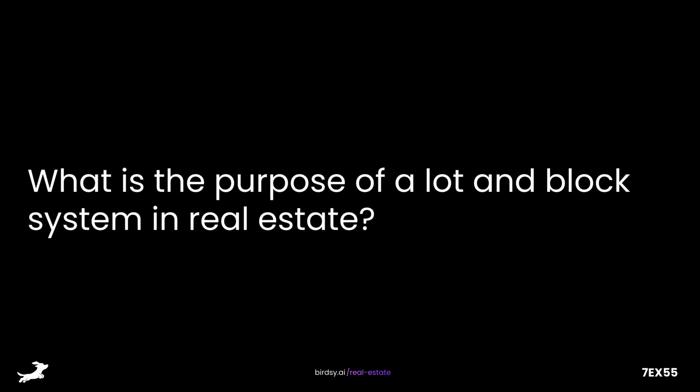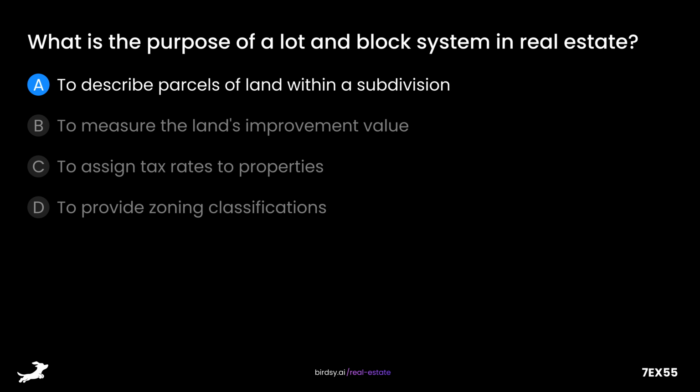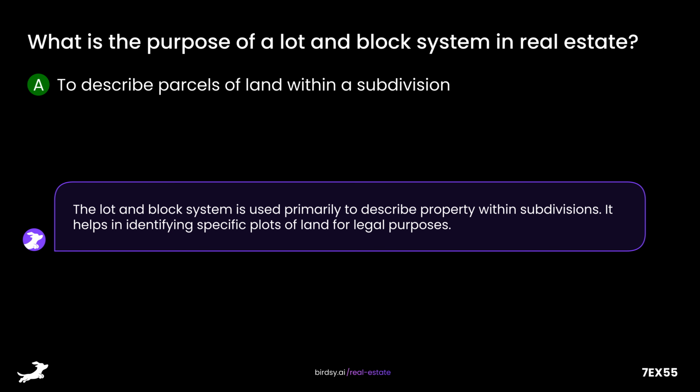What is the purpose of a lot and block system in real estate? Is it A, to describe parcels of land within a subdivision, B, to measure the land's improvement value, C, to assign tax rates to properties, or D, to provide zoning classifications? The answer is A, to describe parcels of land within a subdivision. The lot and block system is used primarily to describe property within subdivisions. It helps in identifying specific plots of land for legal purposes.